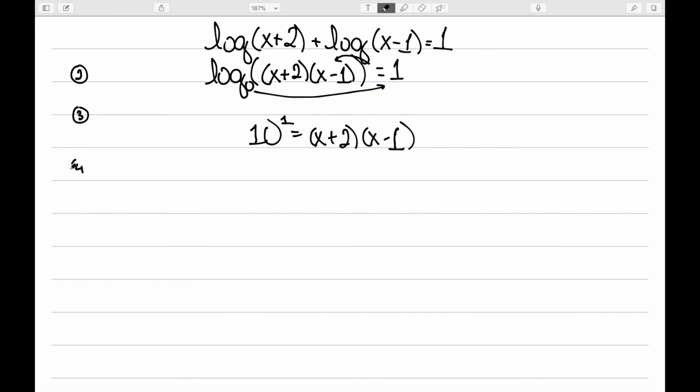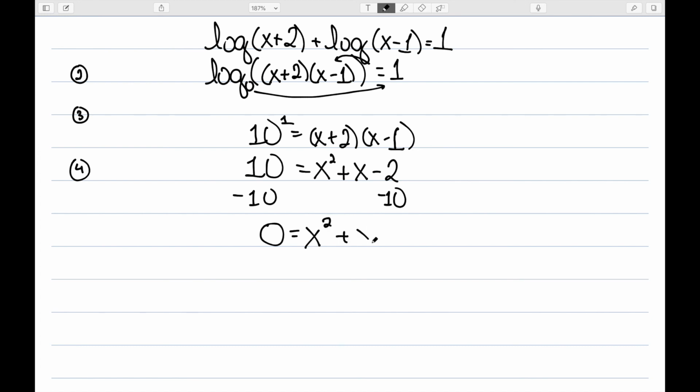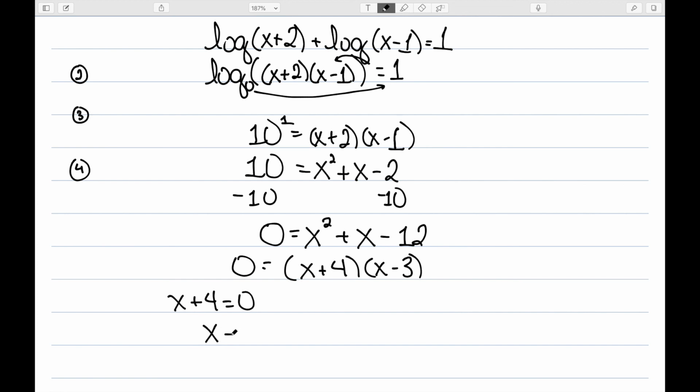And now we can solve. This is 10 equal to x squared plus x minus 2. You can subtract 10 from both sides. Since this is quadratic, we want to get everything on one side. We have x squared plus x minus 12. This factors into x plus 4 times x minus 3. So we have x plus 4 equal to 0, or x is negative 4. We also have x minus 3 equal to 0, or x is 3.